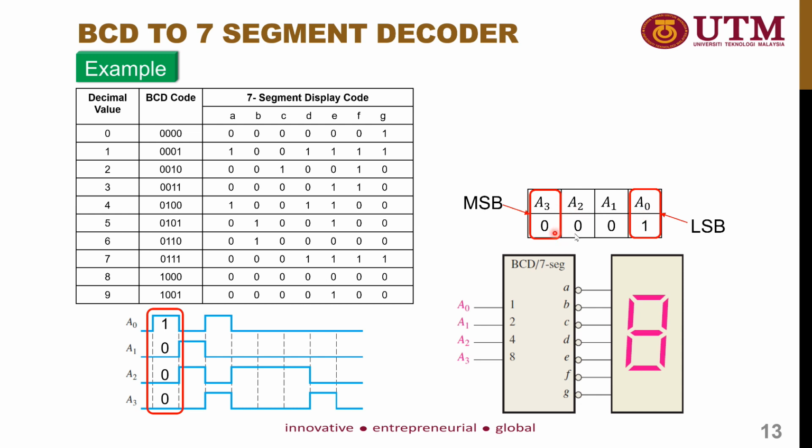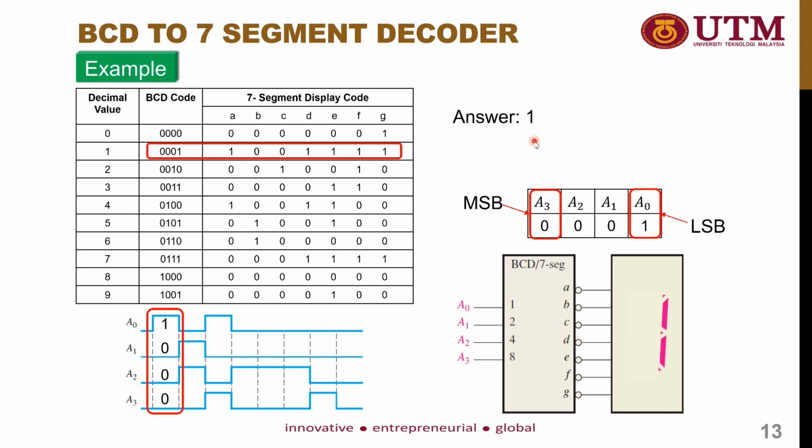So it becomes 0, 0, 0, 1. After you get that number, you can compare it to the truth table. The decimal value which appears on the 7 segment display is 1. Okay, so the first answer is 1.